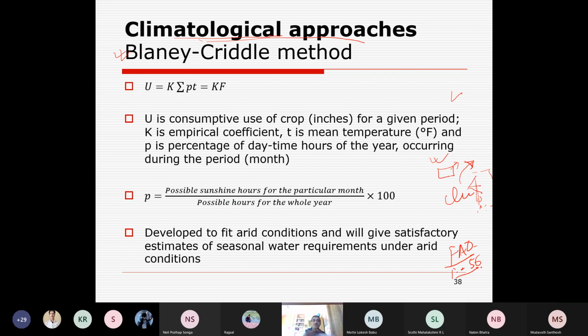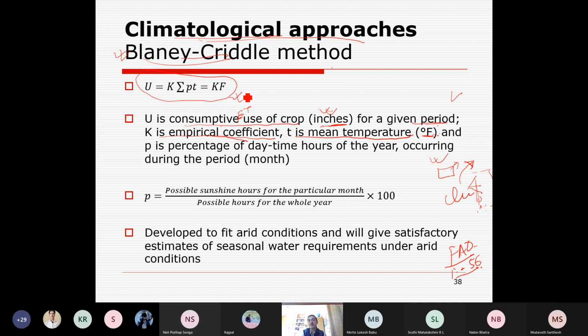Just as an example, let us start from here. The Blaney-Criddle method gives us an idea about consumptive use, that is theoretically a little more than ET. So ET, the consumptive use of water by the crop in inches, was first given by Blaney-Criddle for a given period, maybe for a particular year or season. K is the empirical coefficient, and T is the mean temperature in degrees Fahrenheit. It was developed for the US, and that's why it takes temperature in Fahrenheit. Later, consumptive use of water in centimeters rather than millimeters, and temperature in degrees Celsius.